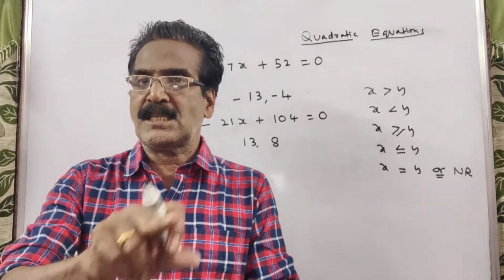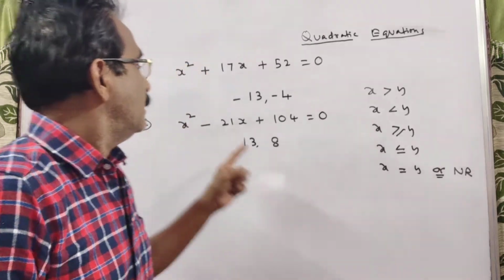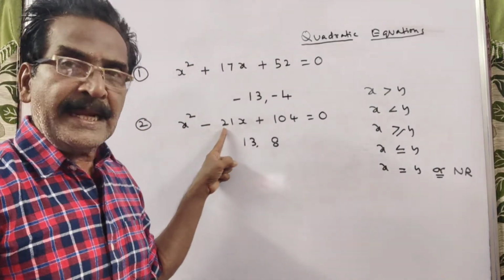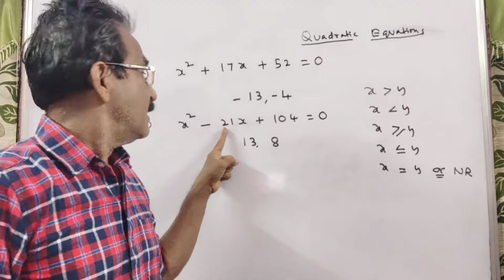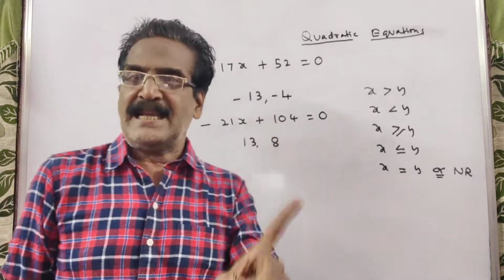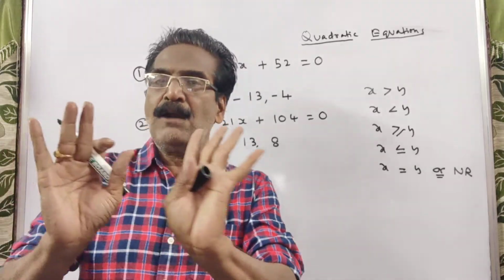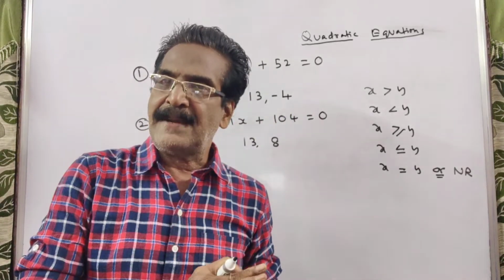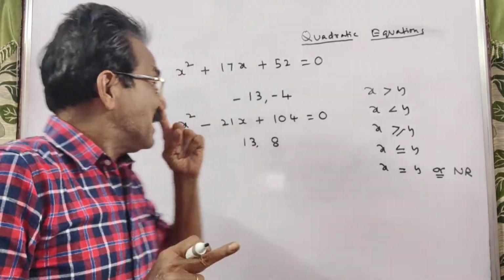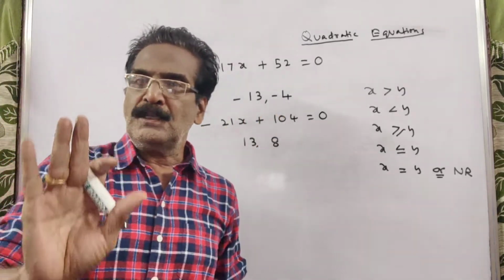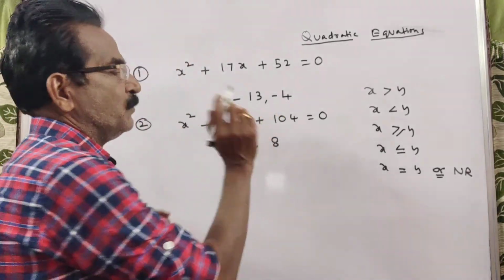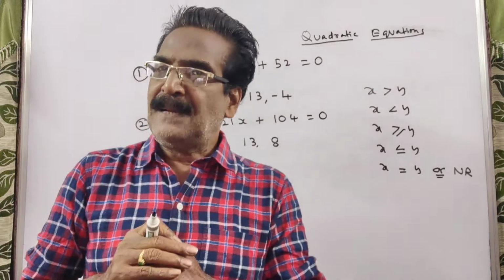Then let us see the sign. See here B is minus, A and C are plus. B and A, C have opposite signs. B is minus, A and C are plus. If it is like this, both the roots are positive. So the roots are plus 13, plus 8.